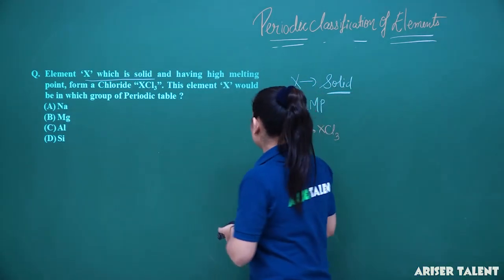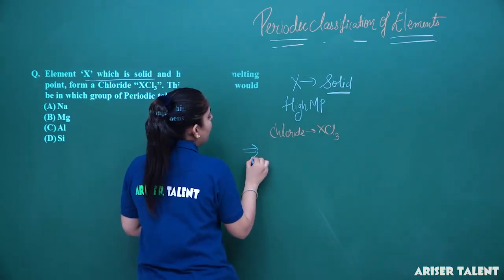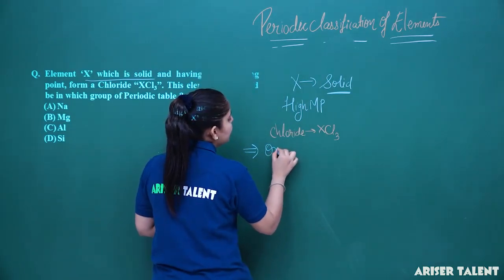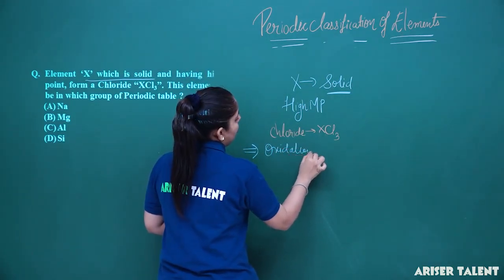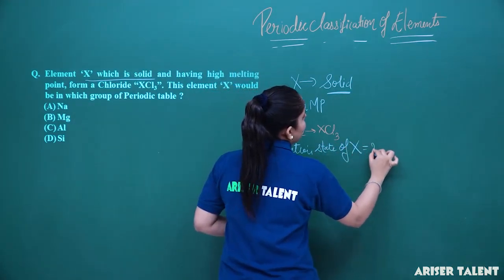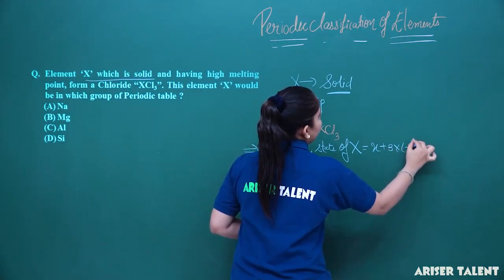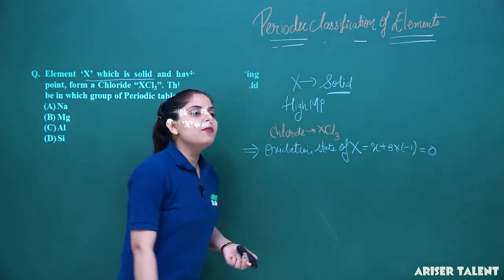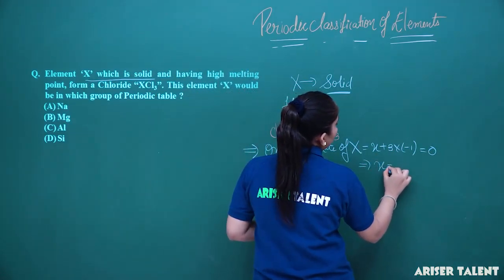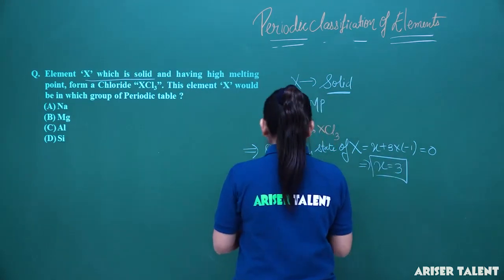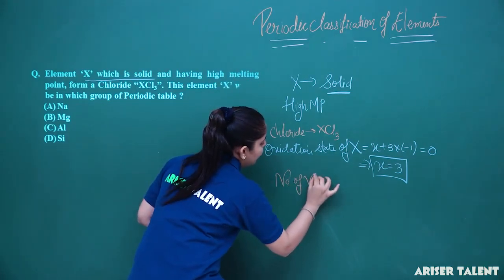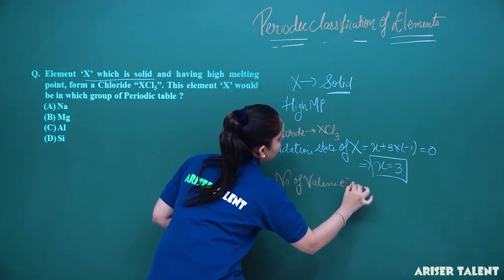Now, you can see that it is forming a chloride. So, if I am going to find out the oxidation state of X, it will be X plus 3 into minus 1 equals 0, because chlorine is electronegative and has a charge of minus 1. So, it came out to be 3. Now, this 3 will be the number of valence electrons. So, we can see that the number of valence electrons will be 3.